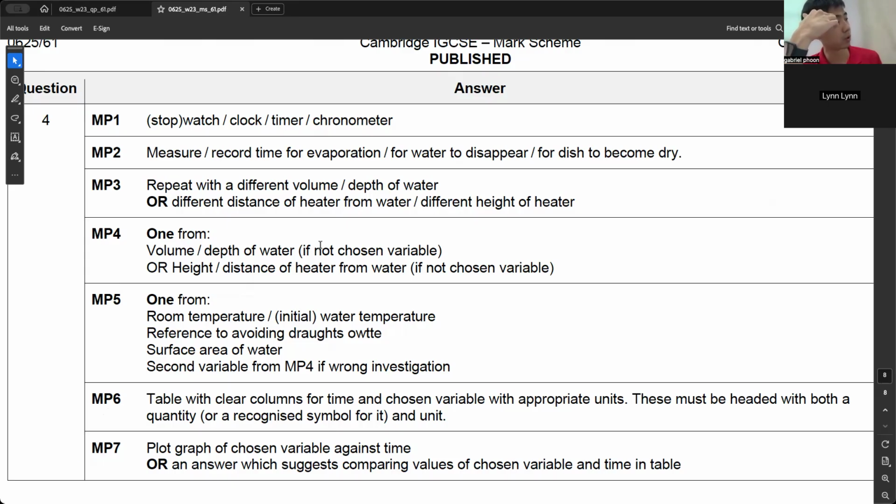Constant variable: volume of water, condition of the room. You write temperature of the room, it's better. Don't write condition of the room. Write temperature of the room. How do we conclude? Compare the time taken for the water to fully evaporate with respect to the distance. Okay, good. 2 marks. Good. Please do the rest of the paper.